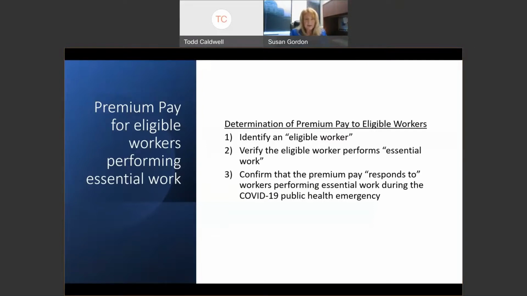If you have someone that doesn't meet either one of those, in other words, their income's over the threshold and they are exempt from the Fair Labor Standards Act, then you have to have some written justification to Treasury about why that person meets that requirement or how you're responding to that worker. So keep that in mind, again, as you're going through these steps of deciding who to pay premium pay to.